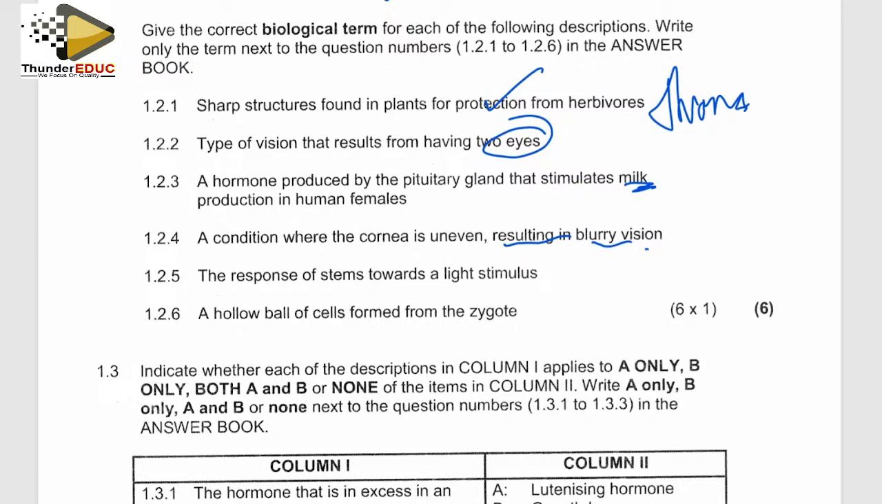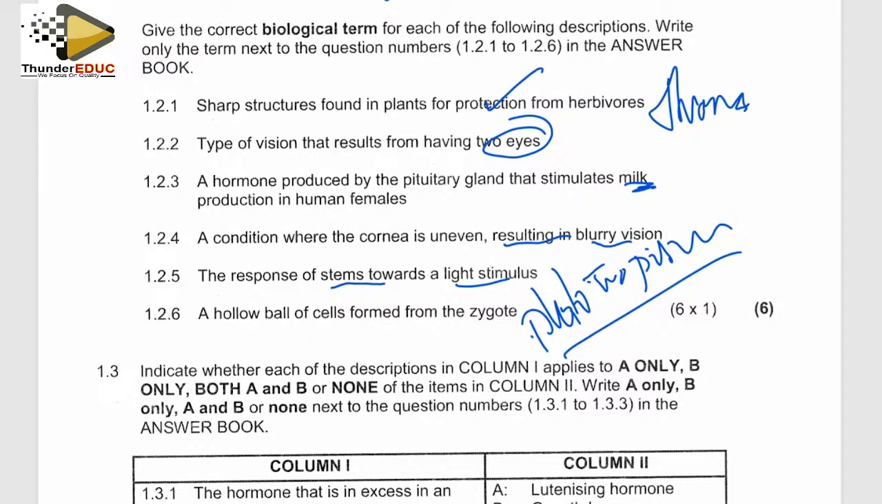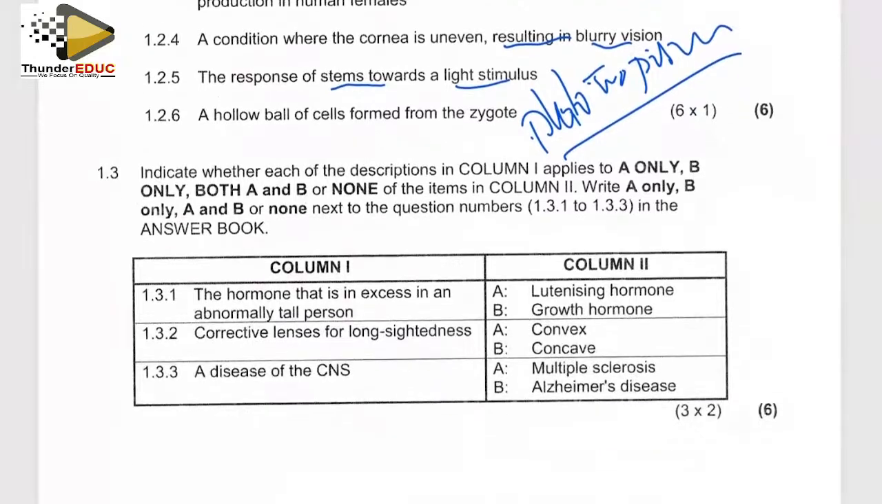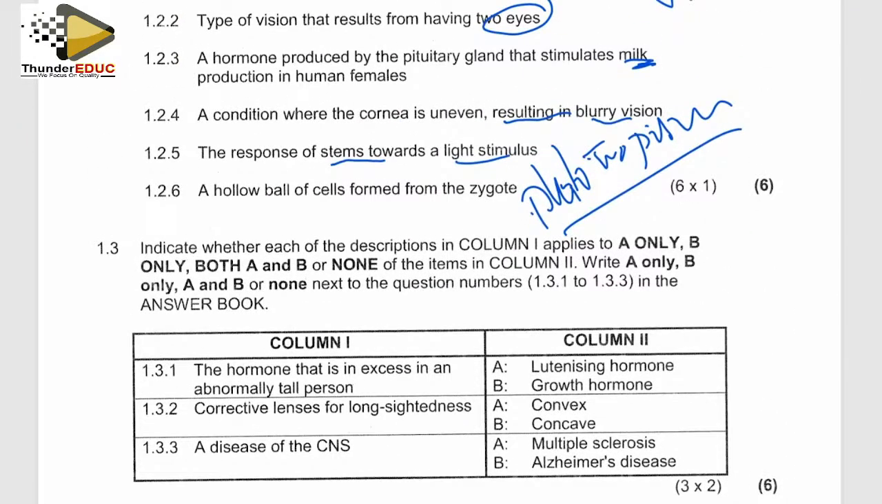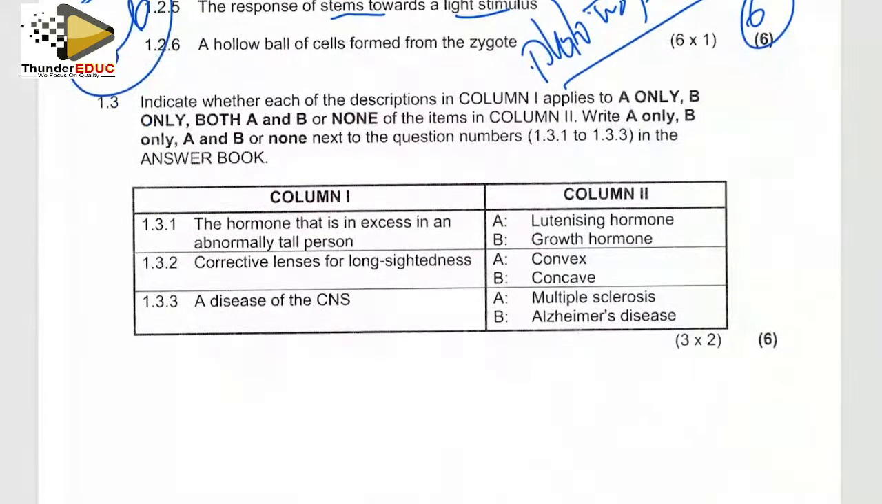The response of the stems towards light. If the response is tropism, and light is photo, so it becomes phototropism. The hollow ball of cells formed, yes, we talked about this, and we say that it is blastula. So I hope you got 6 out of 6. It means that now we have 26 marks.